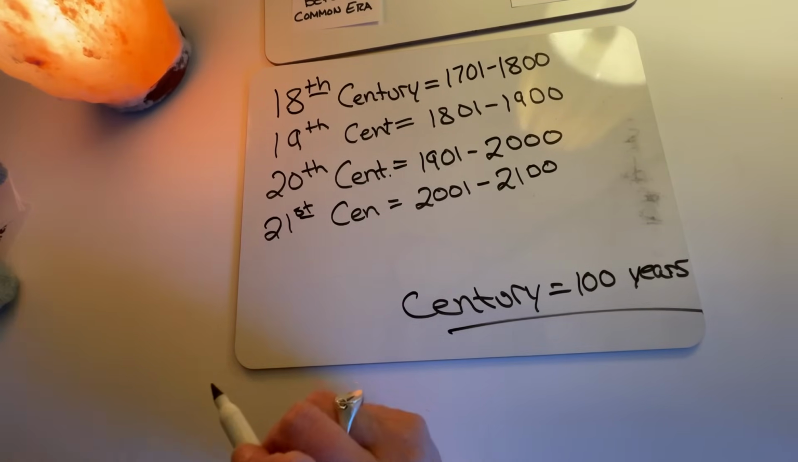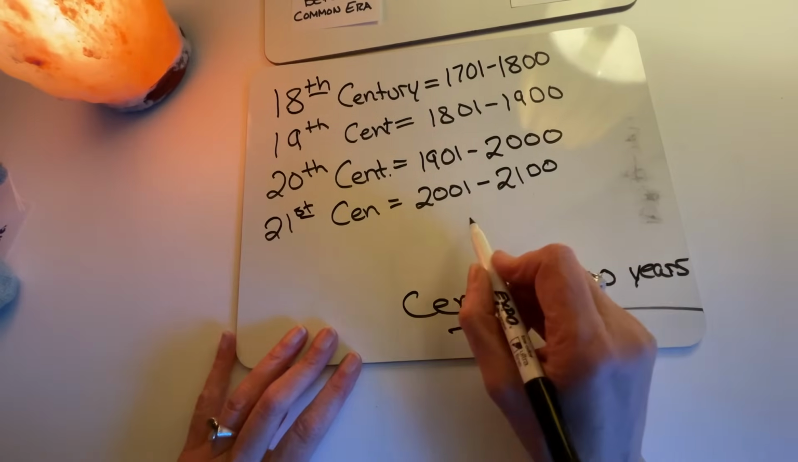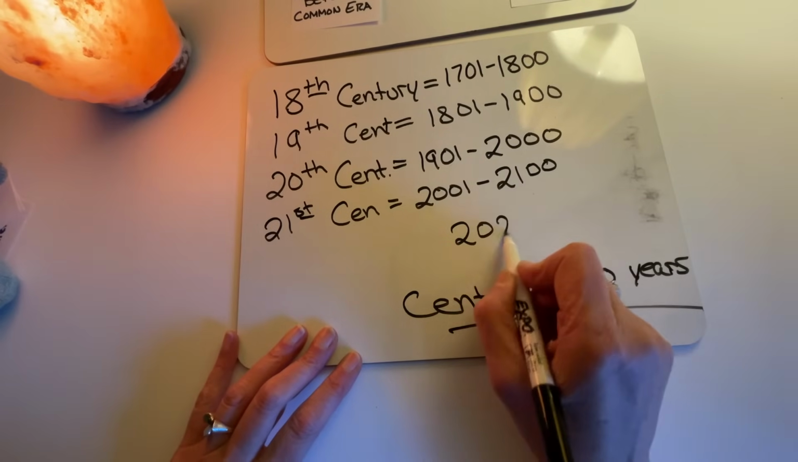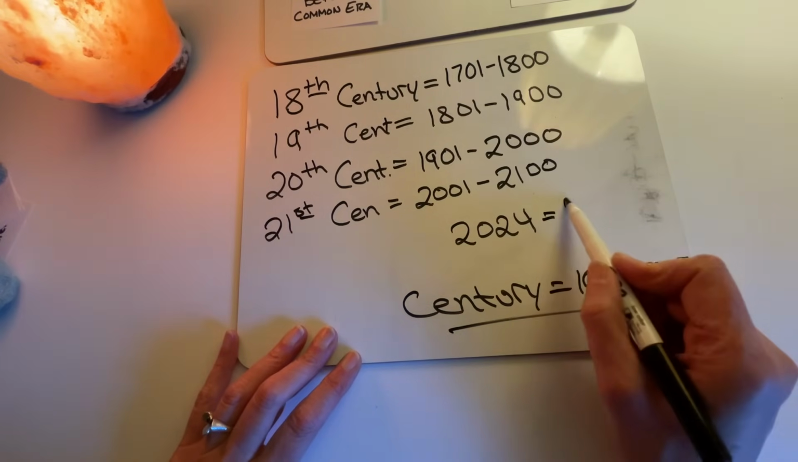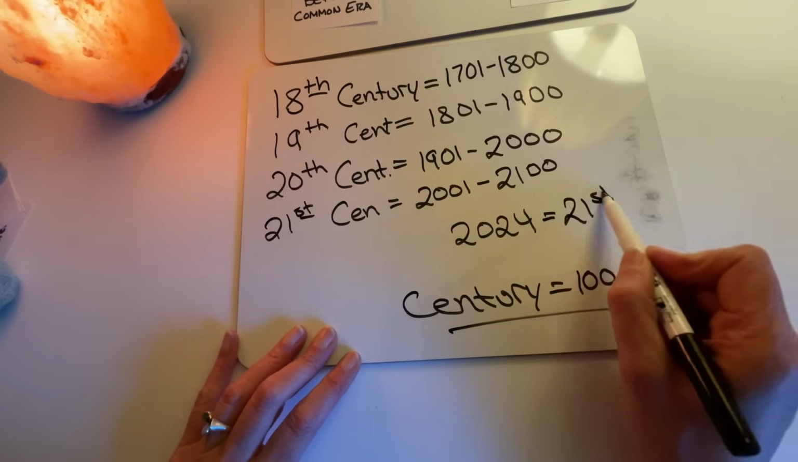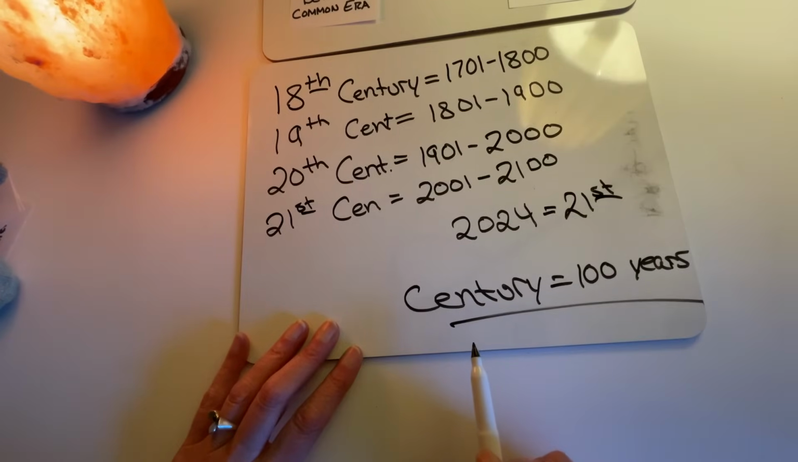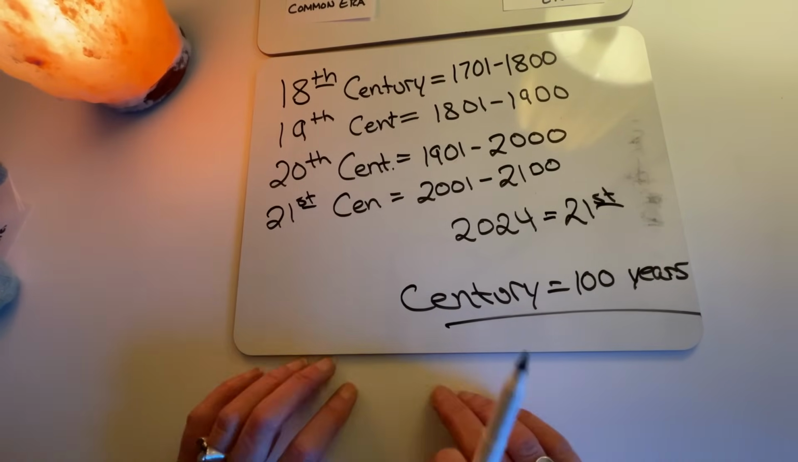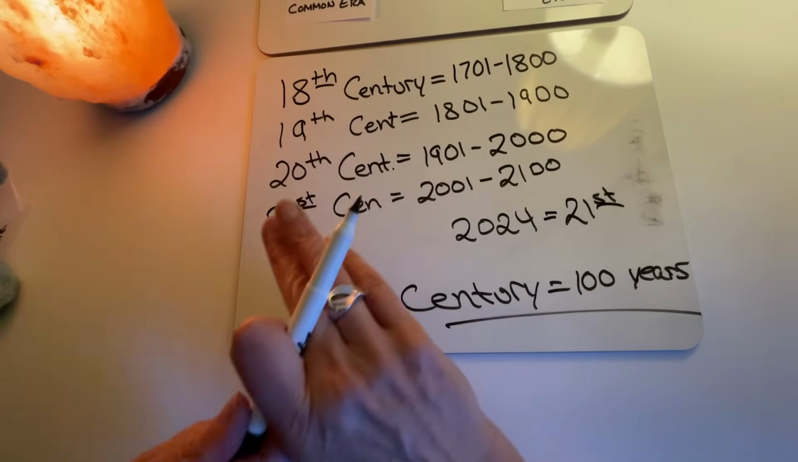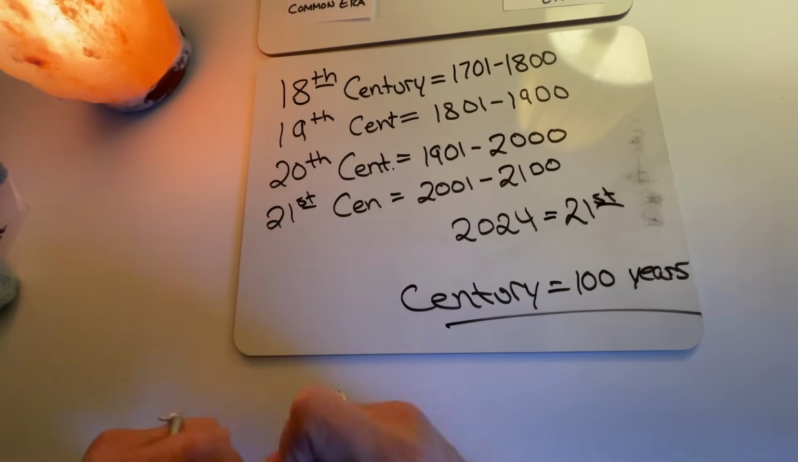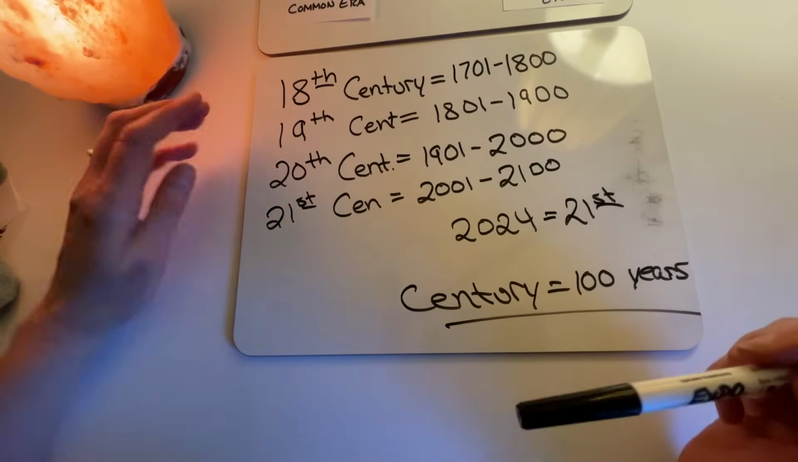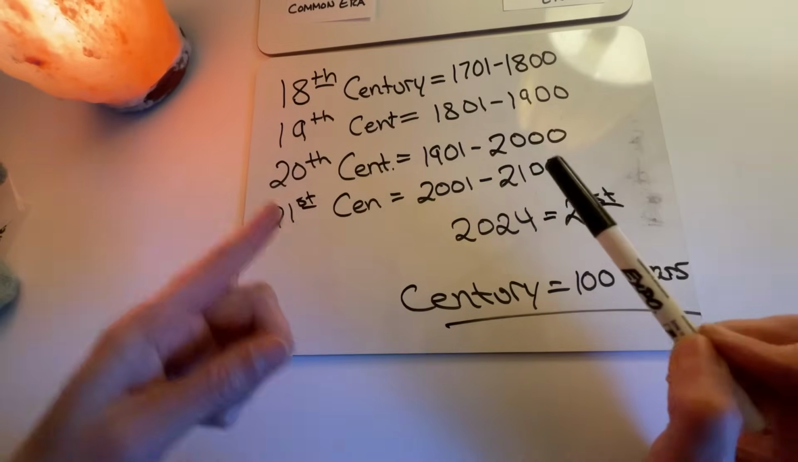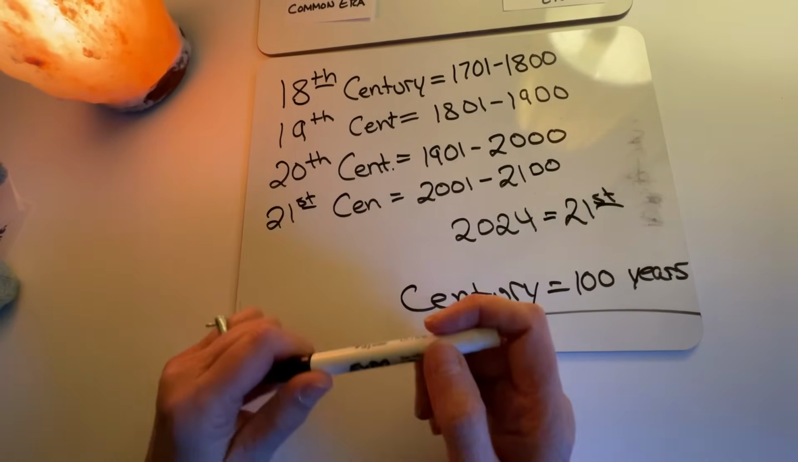I hope I'm making sense. So right now we are in 2024, so we are in the 21st century. Does that feel clear? So basically, whatever century people say, you want to go back one, to know the dates.